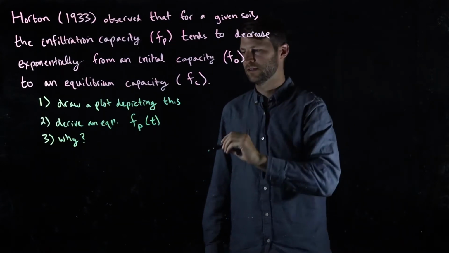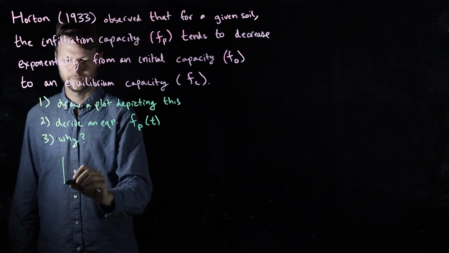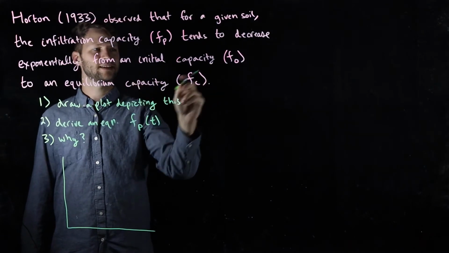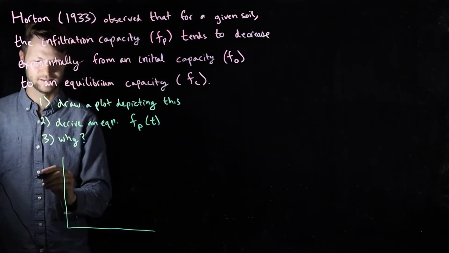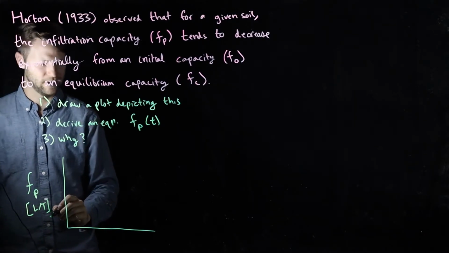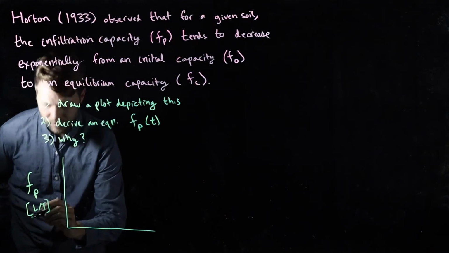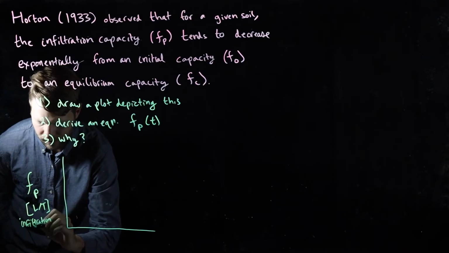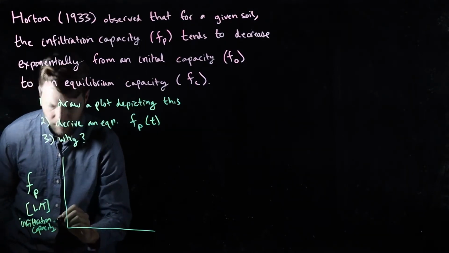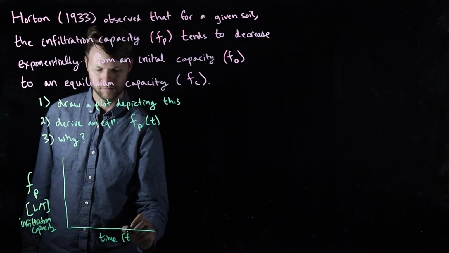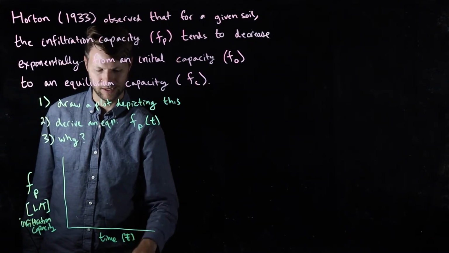So let's draw the plot. Well, we know that it starts at some initial capacity F sub 0. So let me first label my axes. This here is F sub p. It has dimensions of length per time. It's an infiltration capacity. I'll label that here, infiltration capacity. And then this axis here will be time, t, dimensions of time.